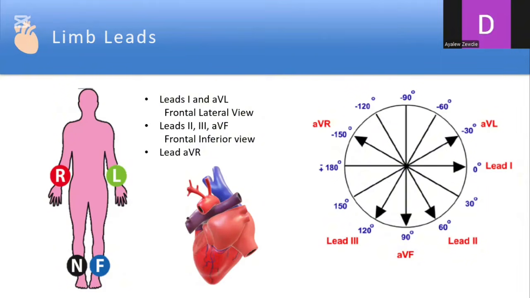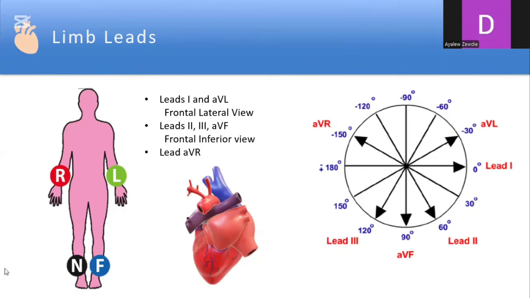So how do you get the limb leads? By attaching to the hands and the legs. You need to check the labelings of your ECG machine cables. Those labeled R go to the right arm. Those labeled L go to the left arm. Those labeled F go to the left foot, and N, the black one, goes to the right leg.